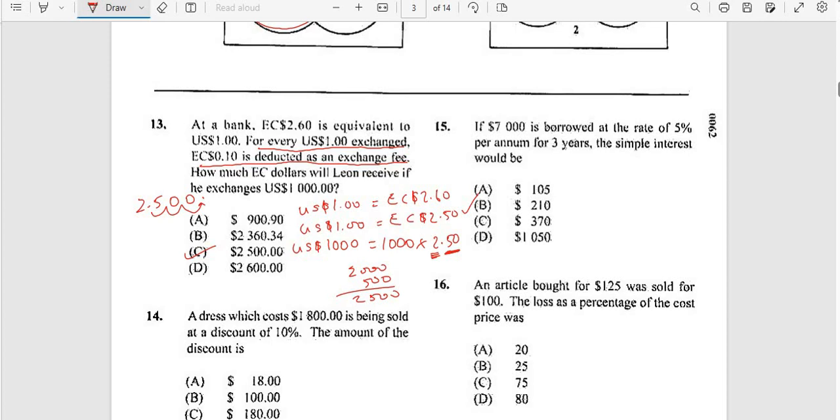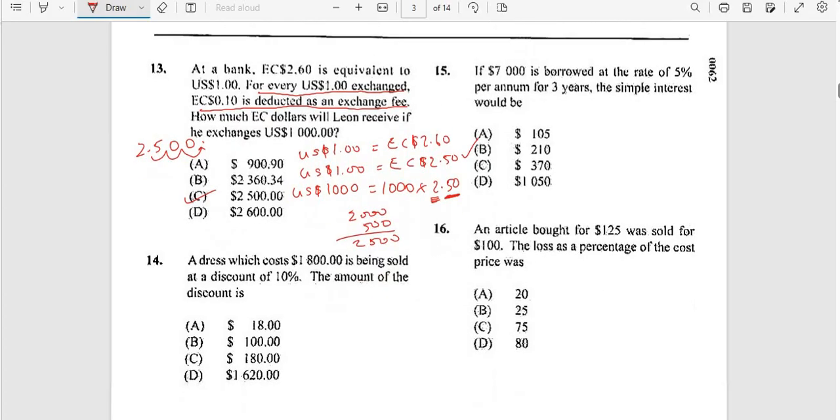Let's look at question 14. A dress costing $1,800 is sold at a discount of 10%. The amount of the discount. So discount is what they're looking for, which is 10% of this quantity. We simply do what? We move the point 1 place to the left, and that's 180. Or we put 10 over 100 times 1,800. So cancel the zeros there by dividing by 10. Divided by 10 again, these two cancel, and you're left with 180. Or 1 times 180, which is 180.